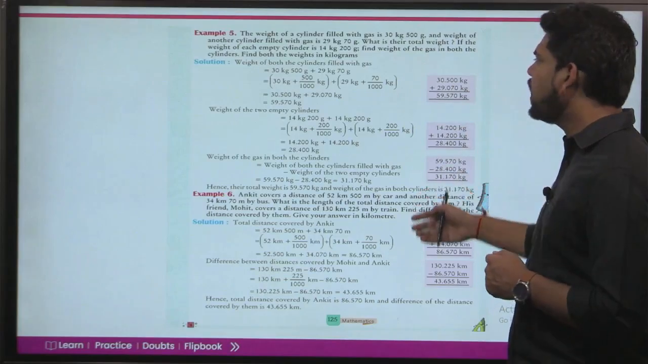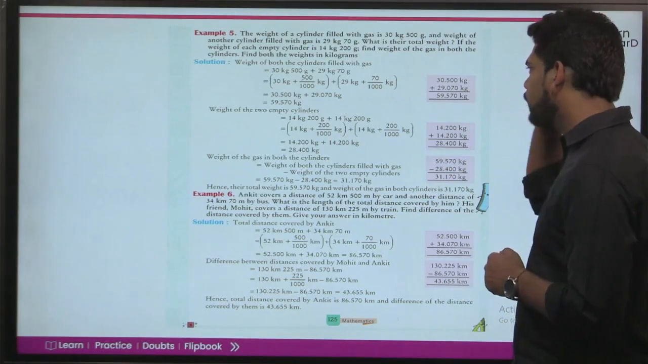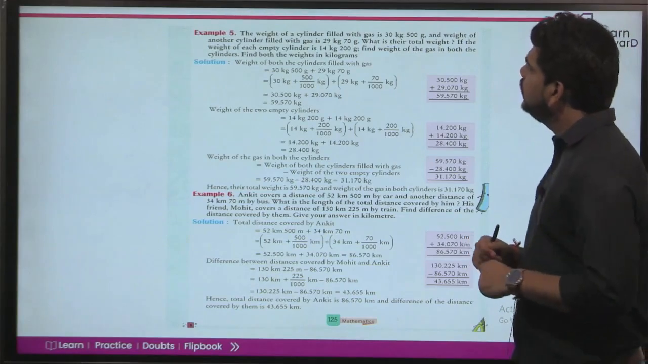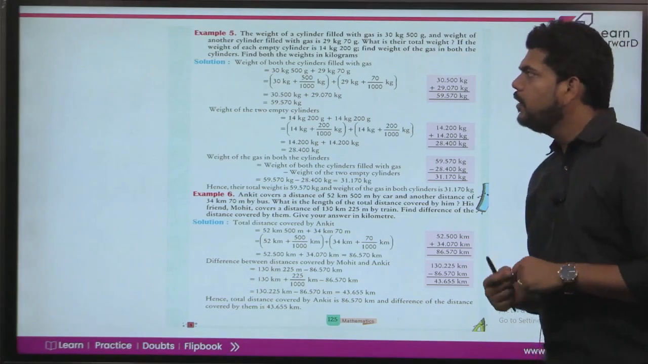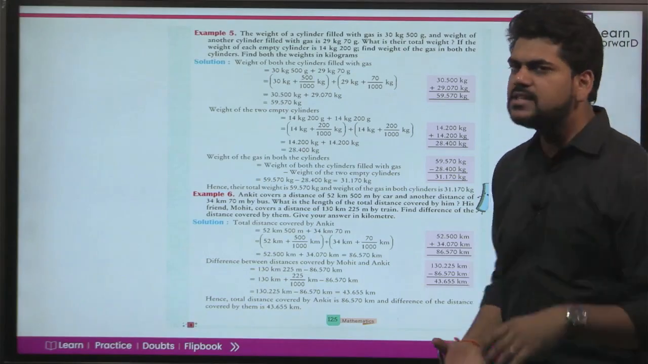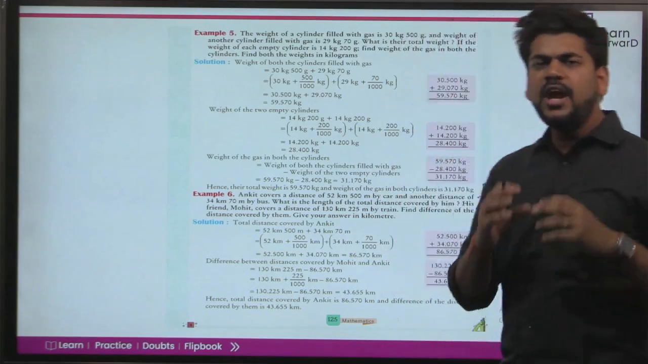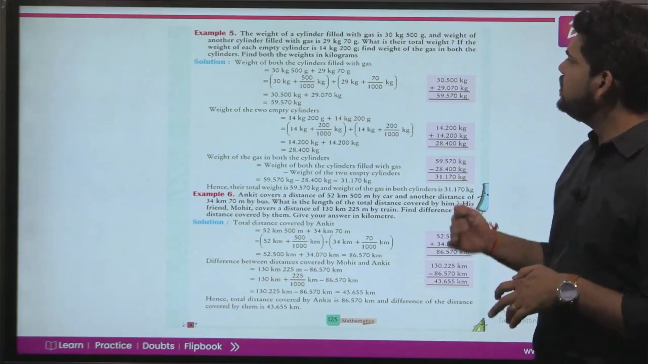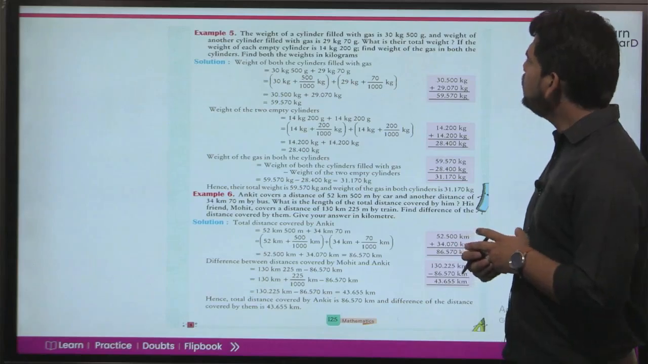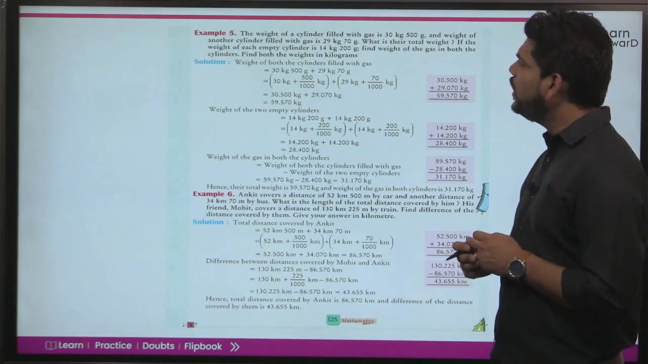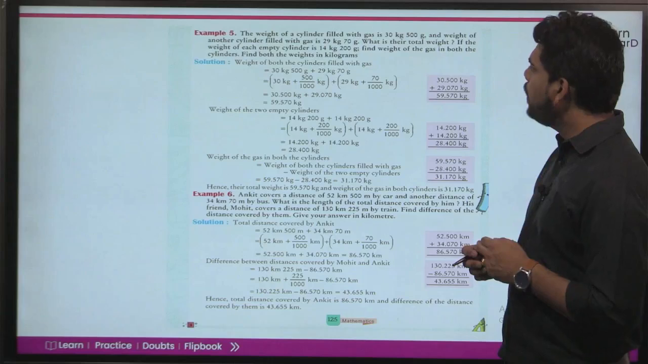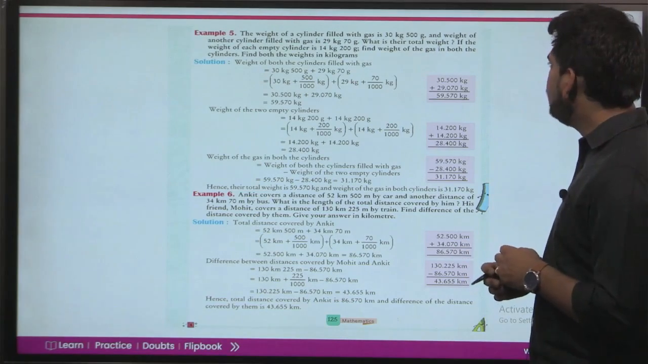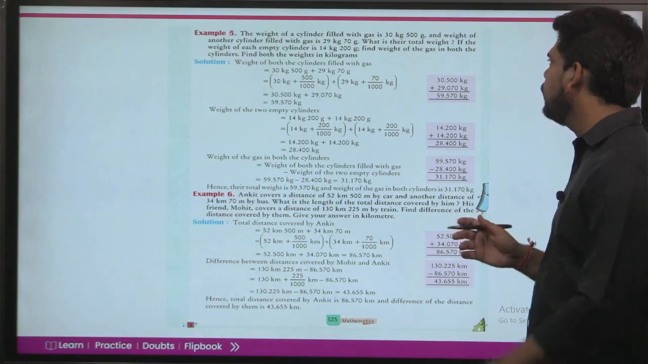Now there are similar kinds of word problems written over here. Let us read this one. The weight of a cylinder filled with gas is 30 kg 500 gram. There is one cylinder and the gas is there. How much gas is there? 30 kg and 500 grams. Weight of another cylinder filled with gas is 29 kg and 70 gram. What is their total weight? If the weight of each empty cylinder is 14 kg 200 gram, find the weight of the gas in both the cylinders. Okay, fine. First we'll do the first part.